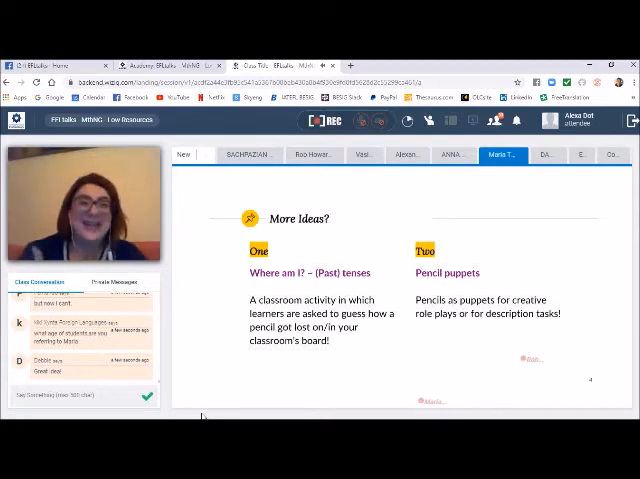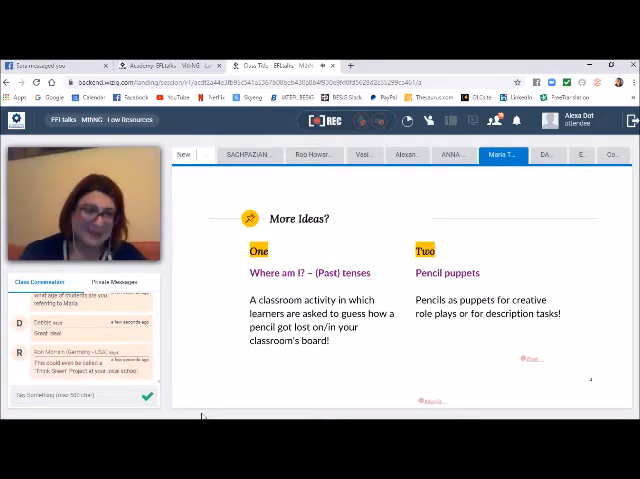I also like the idea, especially with young learners, of using pencils as puppets and asking my learners even to create their own puppets out of pencils. This, of course, can be used for creative role plays or for simple description tasks where students have to describe what their pencil is wearing, what it looks like, and so on and so forth.